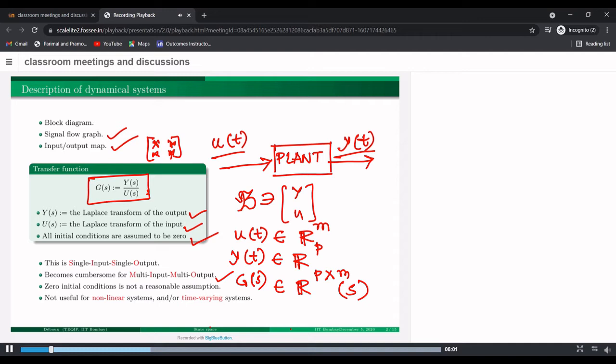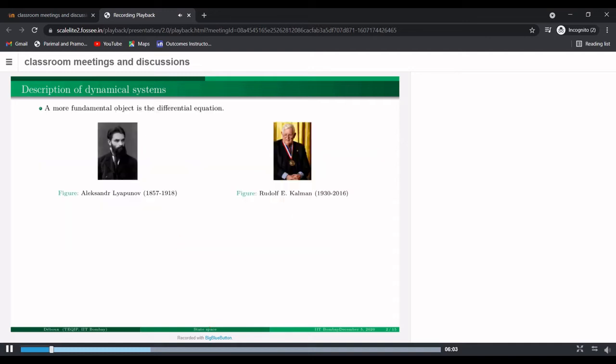Okay. However, there is another way of representing such dynamical systems, which actually is much more general, and also more fundamental. And that happens to be differential equations. Okay, and this is not a new way of looking at systems. This has been there.